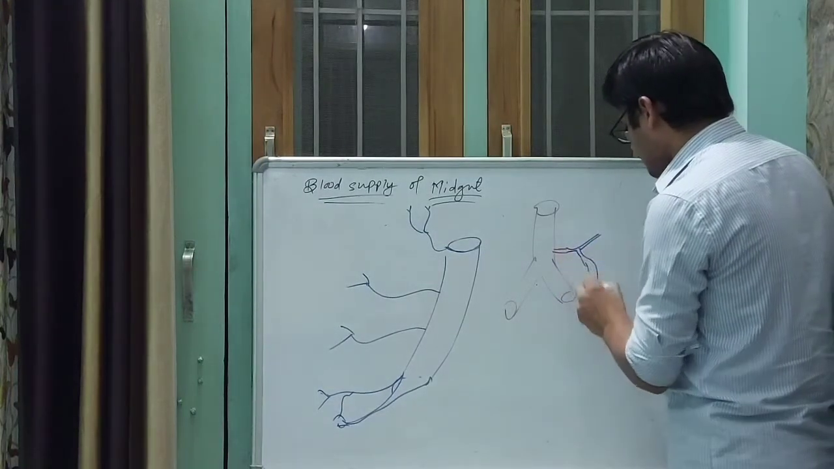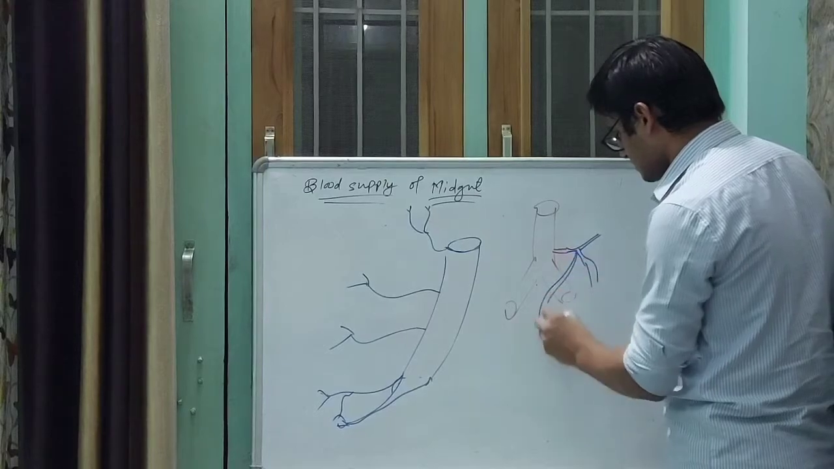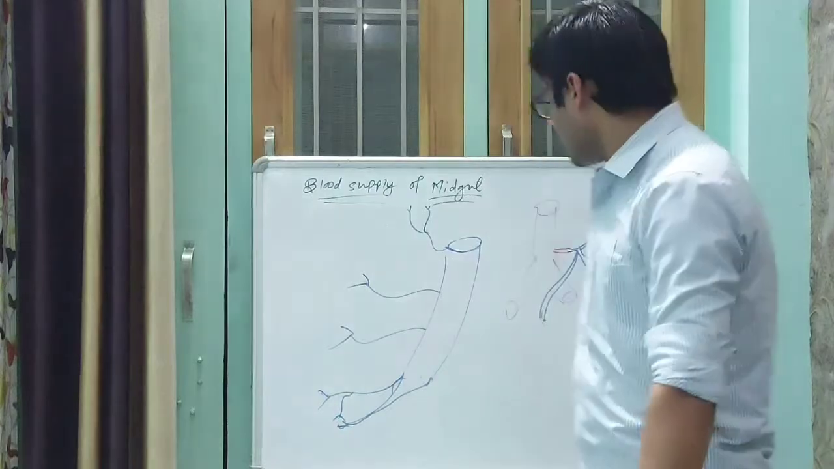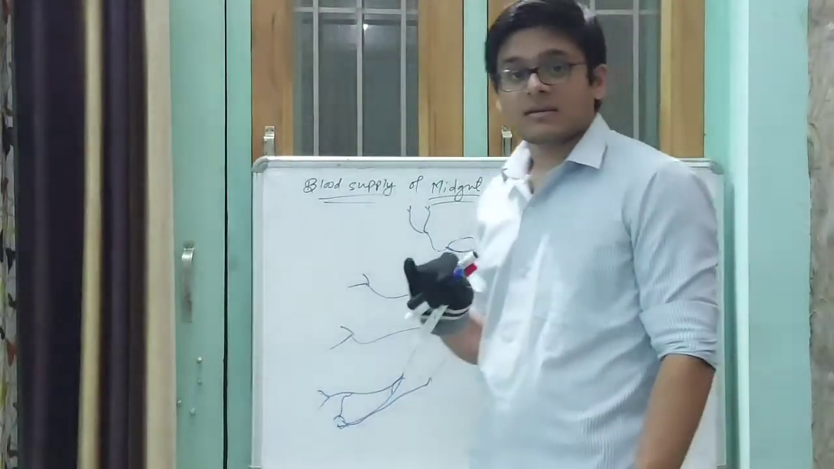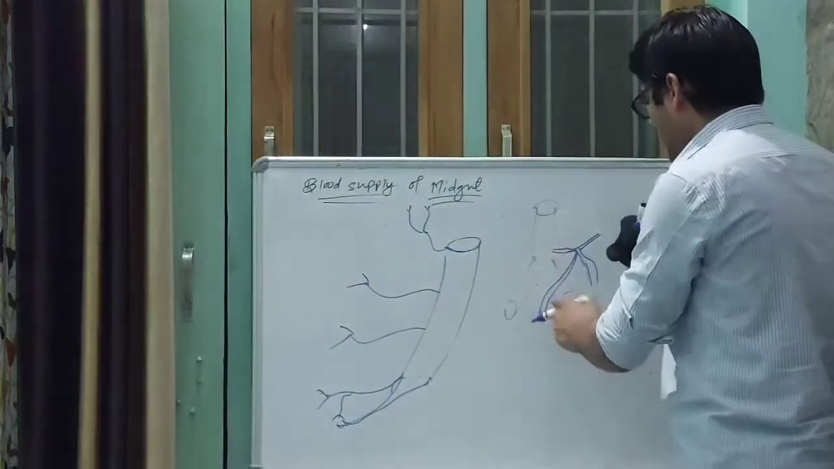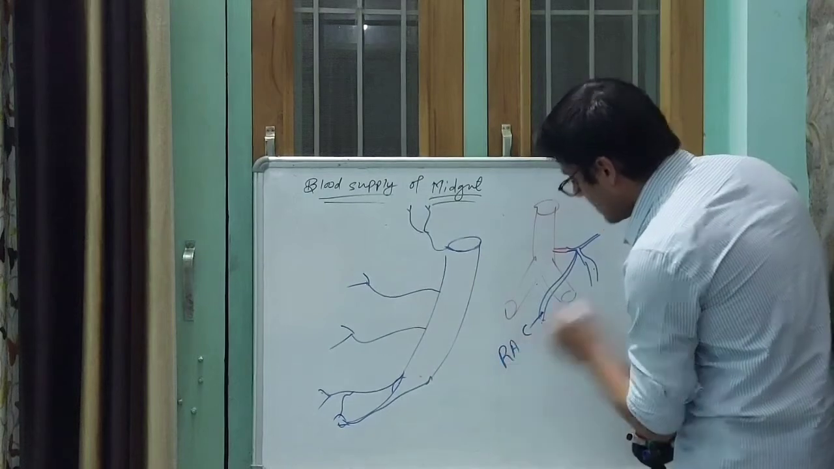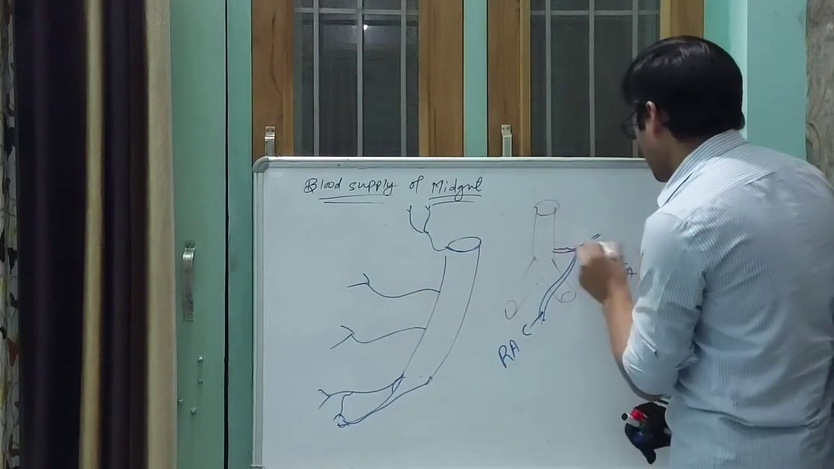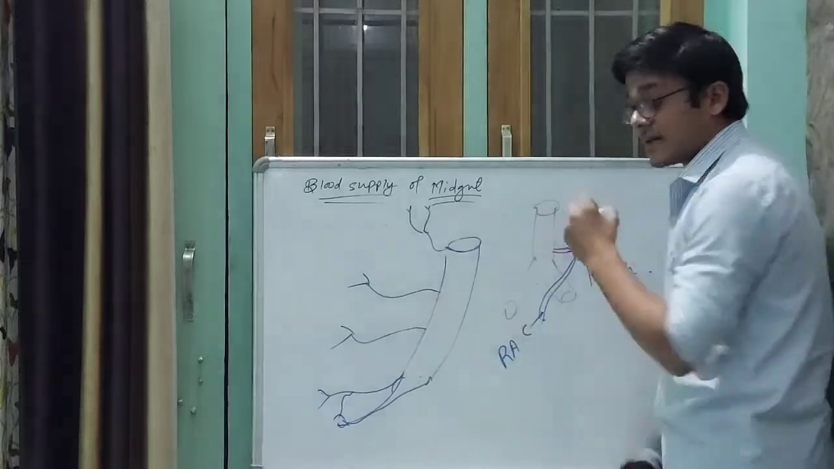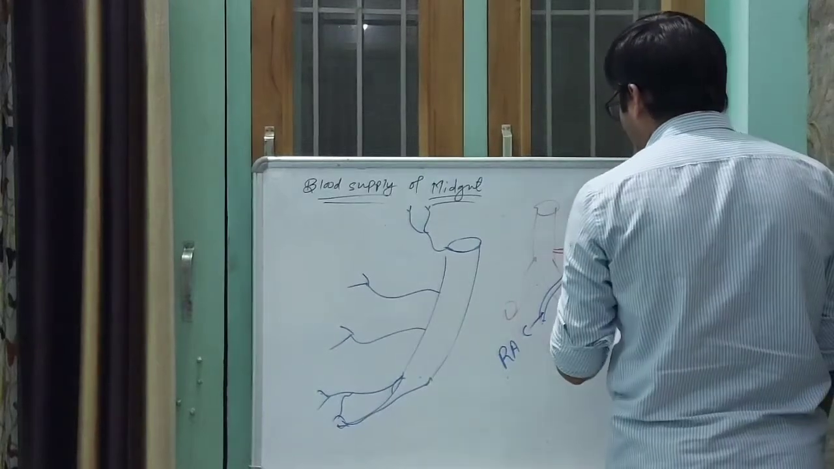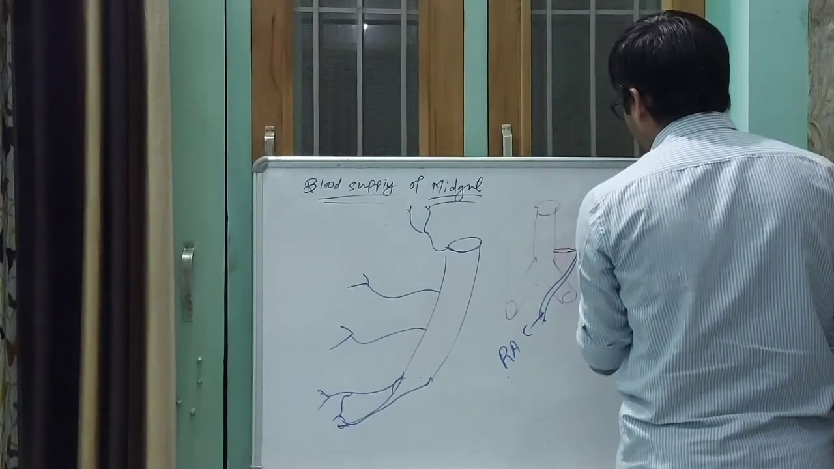The second branch will be the sigmoid artery, and the third branch will be the colic artery. Or rectal artery, we can say rectal artery. So the branches are the sigmoid artery, the rectal artery, and the left colic artery.